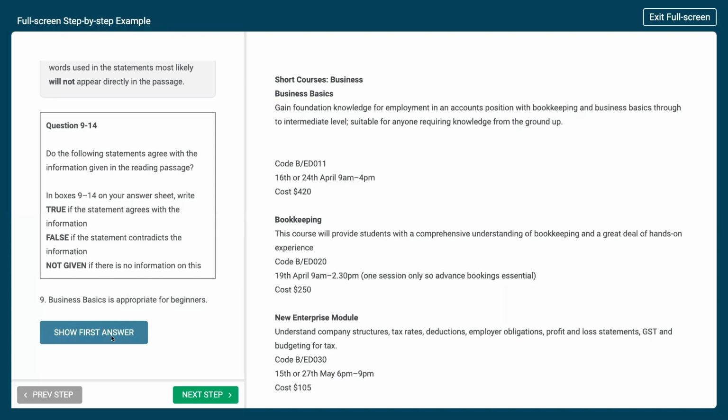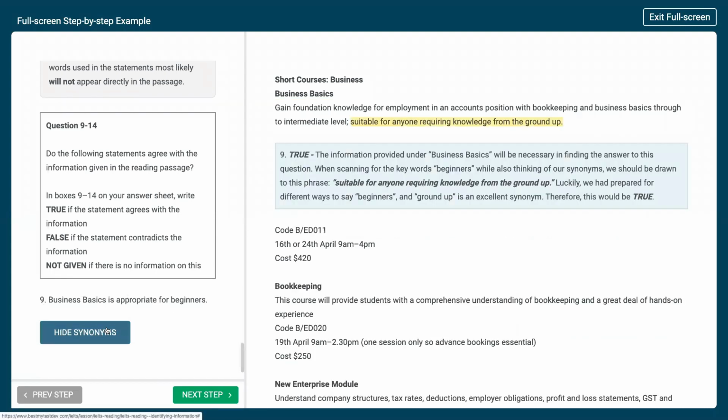So let's look at our answer. And it is true. So this is exactly what we're talking about. Even though we did not have the synonym ground up, we still looked for synonyms and we still thought of different ways to say beginners. So that helped us. And of course, it is true. All right, so we started from the beginning.